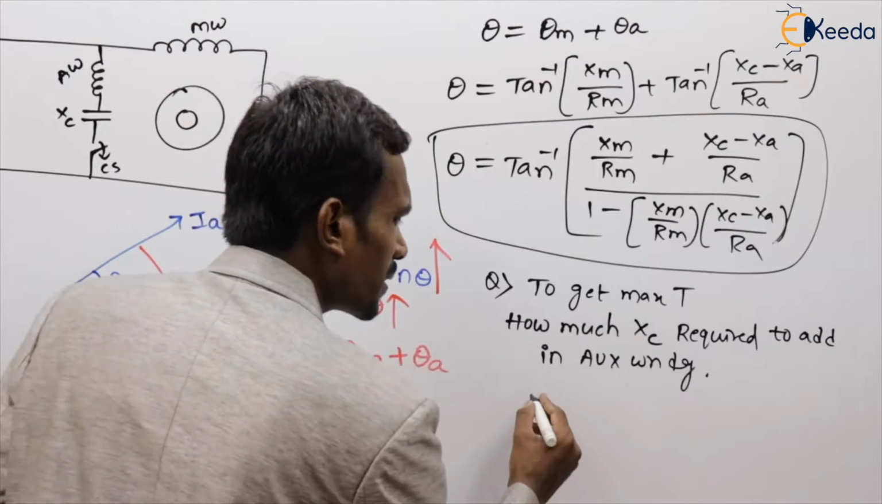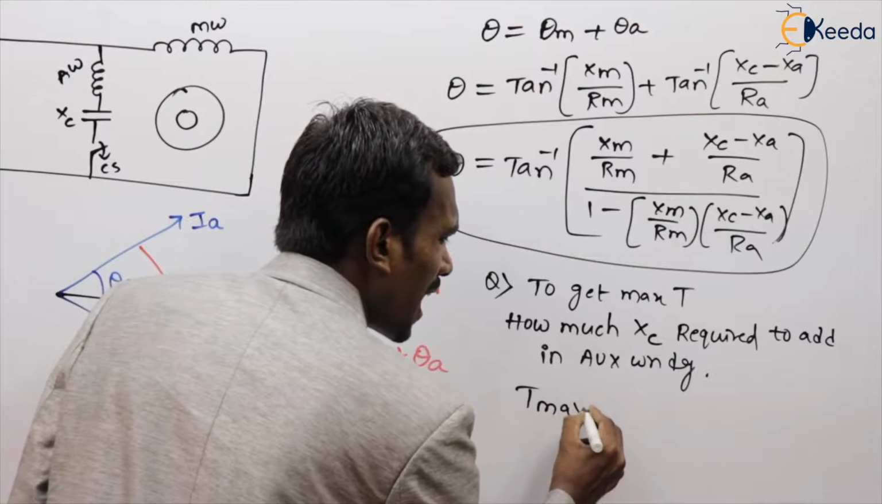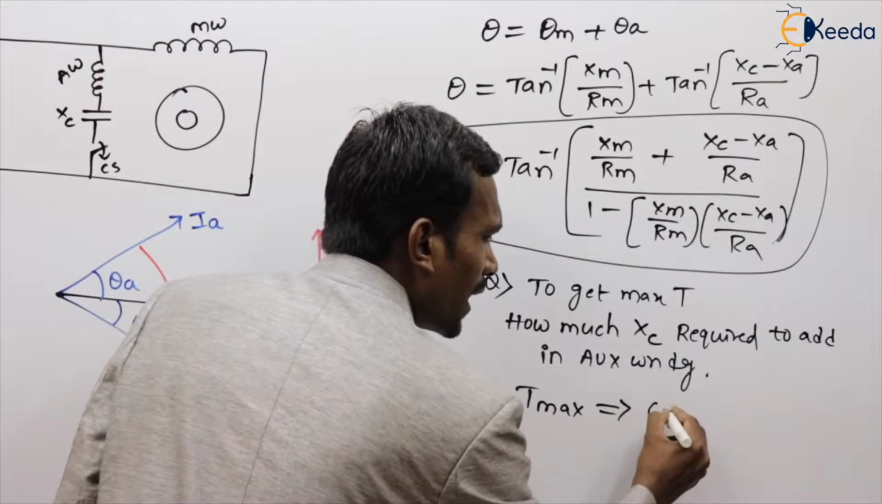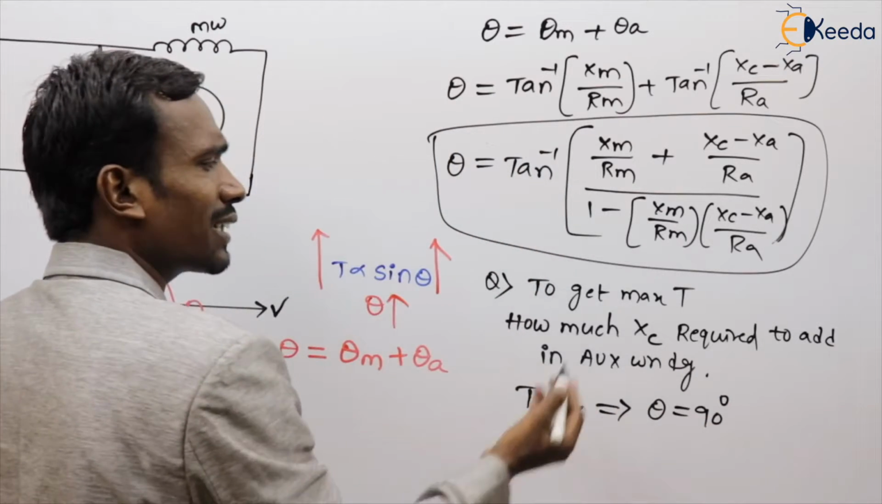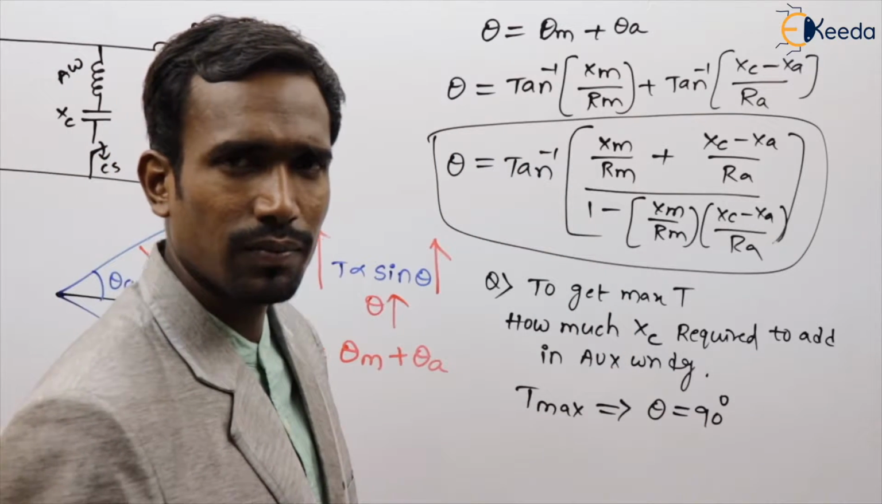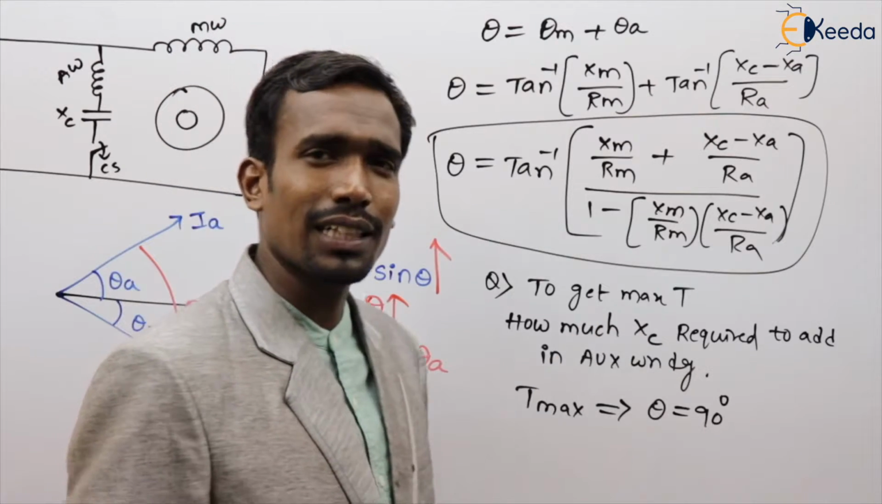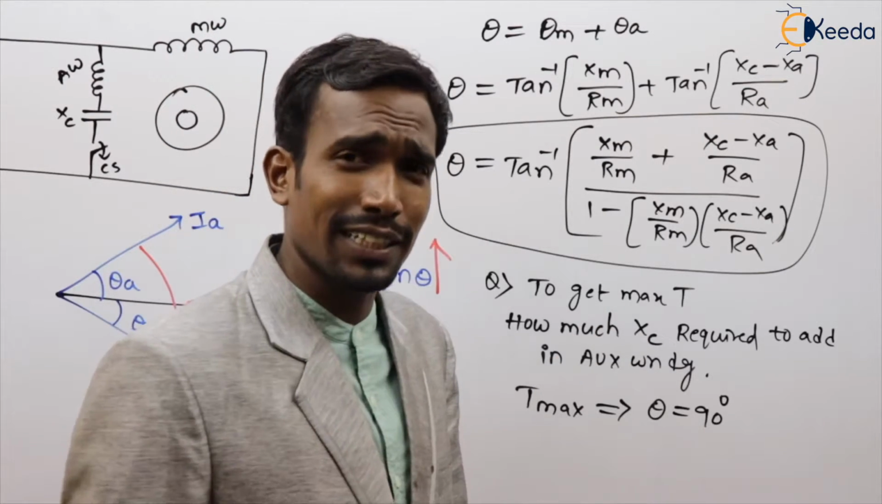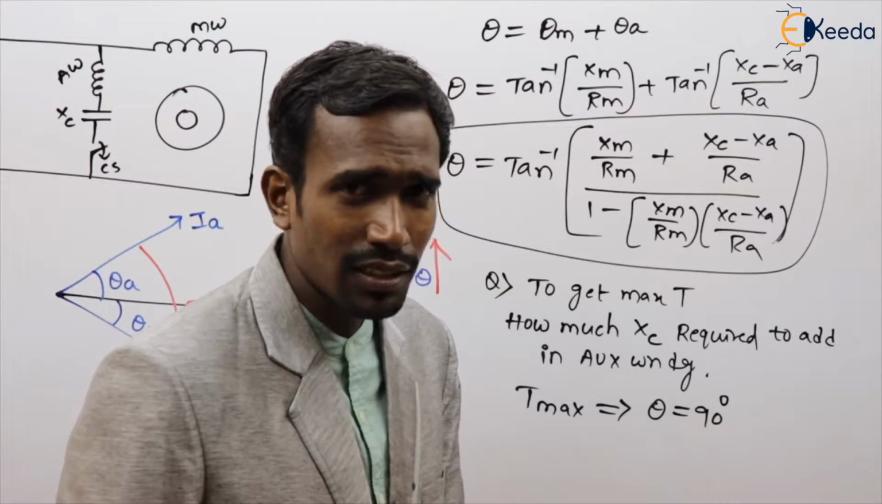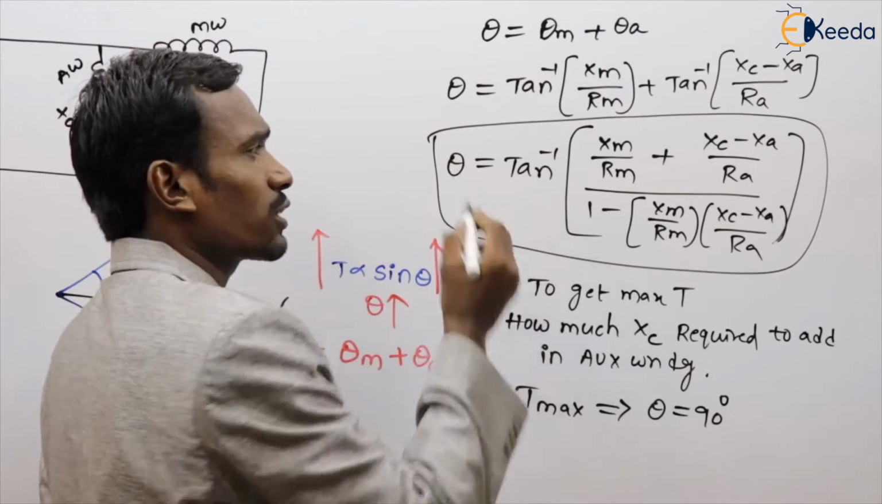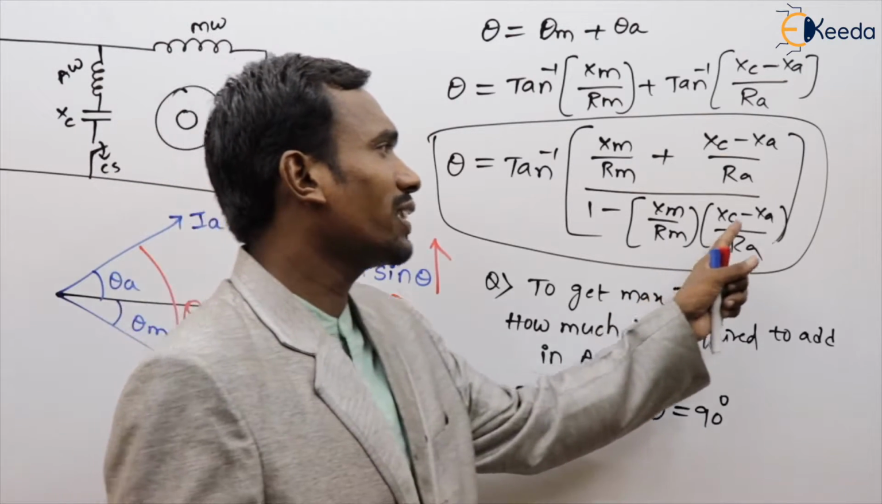To get maximum torque, the theta should be 90 degrees. Then only we can get the maximum torque. Right? Let's substitute theta equal to 90 here, then find out this XC.